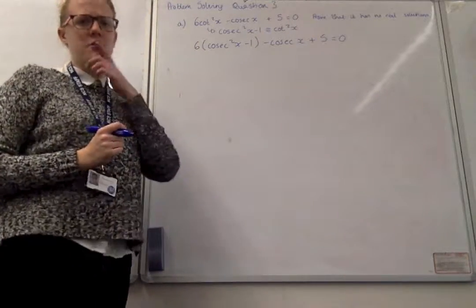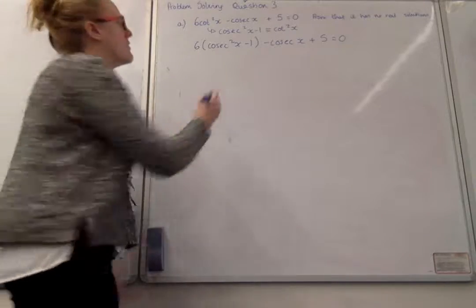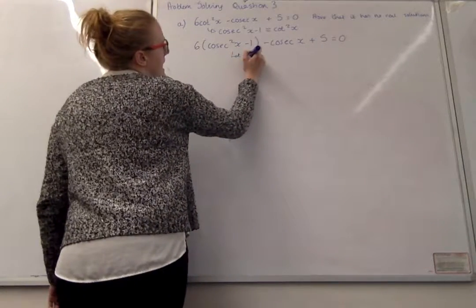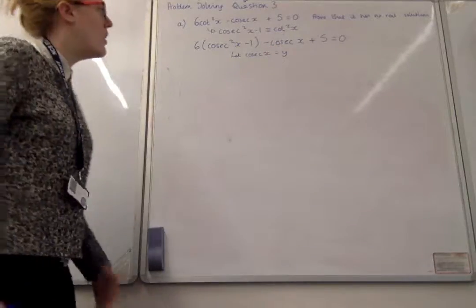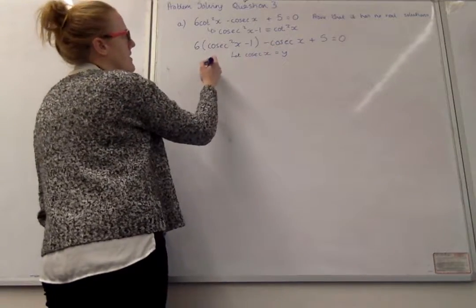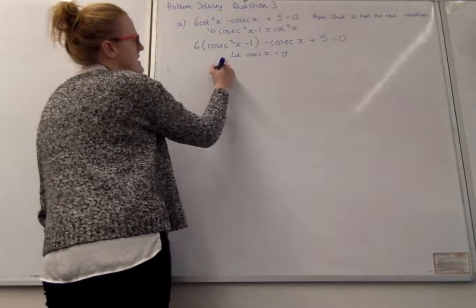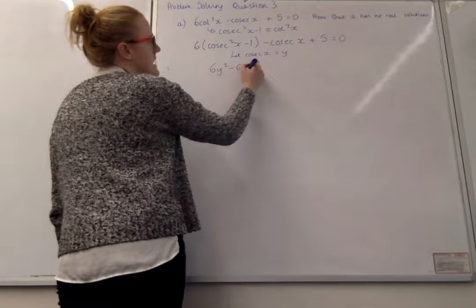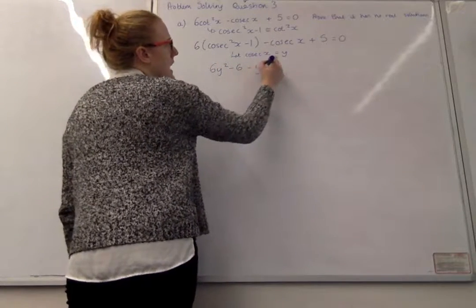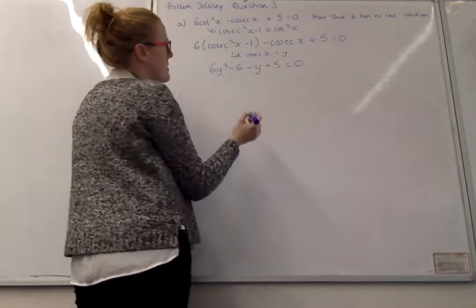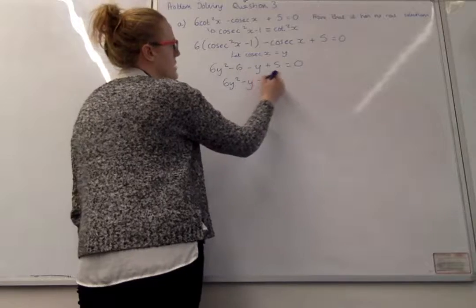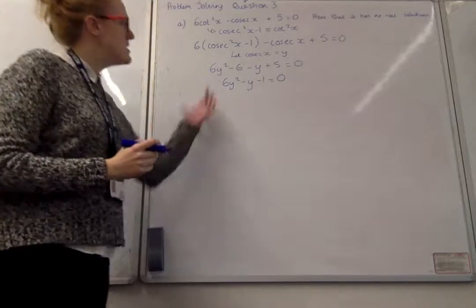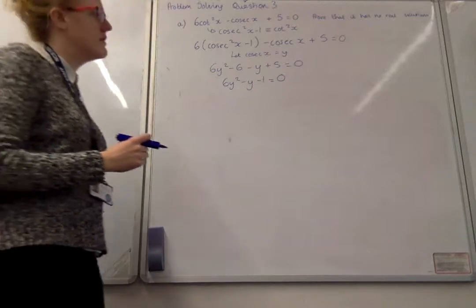I can see this is going to form a quadratic. I personally prefer at this point to let cosec x equal another variable, for example y. It's just a lot easier to deal with. Now we can expand them out and we get 6y squared take away 6 minus y add 5 equals 0. So we get 6y squared minus y minus 1 equals 0. So that's ultimately the quadratic that I'm trying to solve.